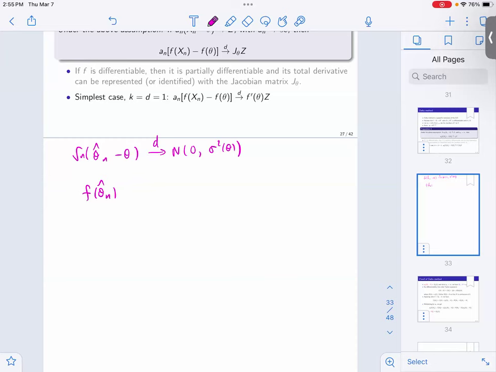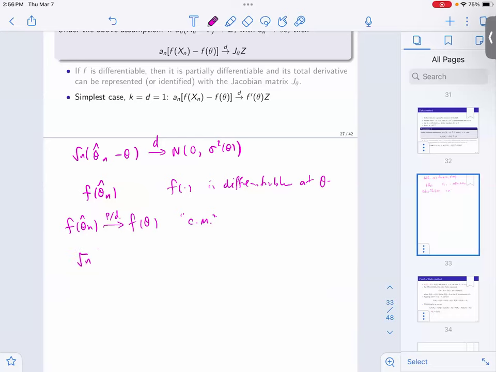Say F is differentiable at theta. Because it's differentiable, it's going to be continuous, so we know that this is going to converge in distribution and in probability to F of theta. Why? By the continuous mapping theorem. And so F of theta hat n is going to be consistent for F of theta.